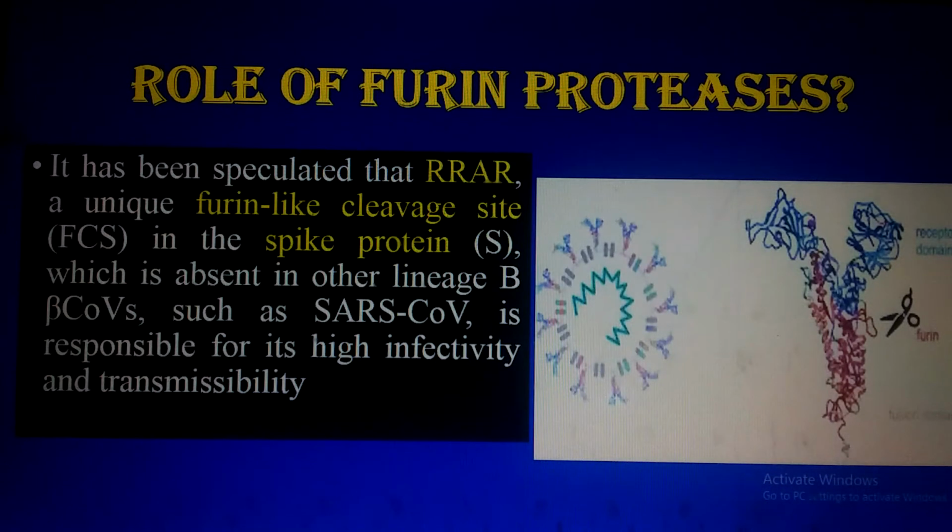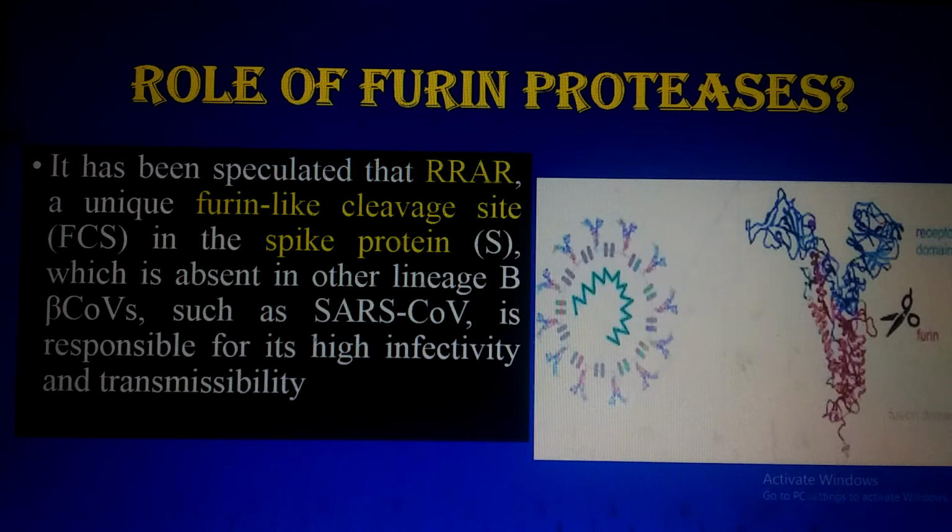Okay. Now, the role of furin proteases. As I have discussed, furin activates other inactive proteins by cleavage of that protein. Now, how? It has been speculated that RRAR is a unique furin cleavage site. This is the cleavage site. Now, what is RRAR? These are symbols used: R is used for the purine bases adenine and guanine, and A for adenine. These are nitrogenous bases, a nucleotide sequence.